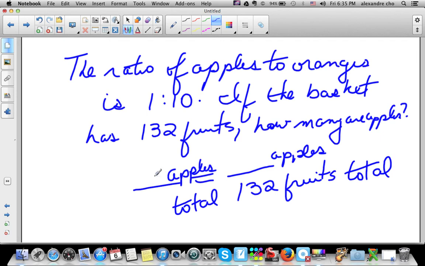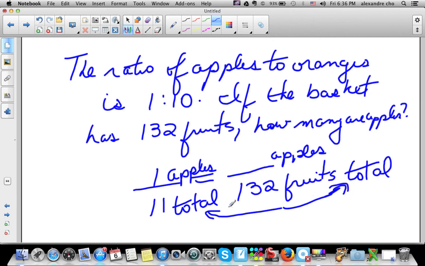So the ratio here, 1 apple for a total of 11. Be careful, because I have 1 apple to 10 oranges. So as a group, I have 11 total and 1 apple. Now, on the other side, we want to find out the number of apples if there are a total of 132. Remember, the units at the bottom always have to match.